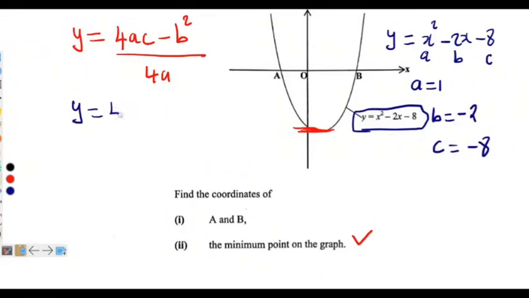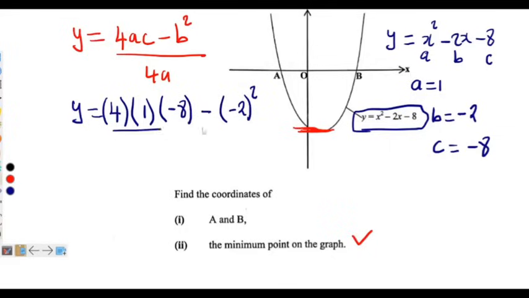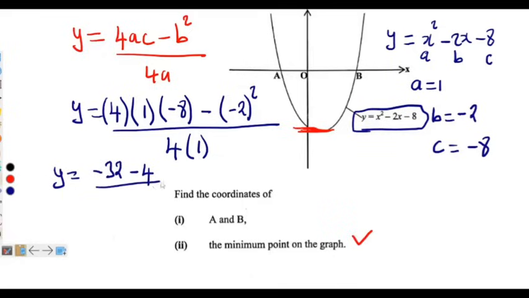So let us just substitute. You say y is equal to 4, put in brackets, a, we have said it's 1, then c, it's negative 8, minus b, it's negative 2 in brackets, so b is squared on the formula there, over 4 open bracket, a is 1. So from here, y is equal to 4 times 1 times negative 8, this will give us negative 32, minus negative 2 squared, this is 4, over 4 times 1, it's 4. So we have y equal to negative 32 minus 4, this will give us negative 36 over 4.